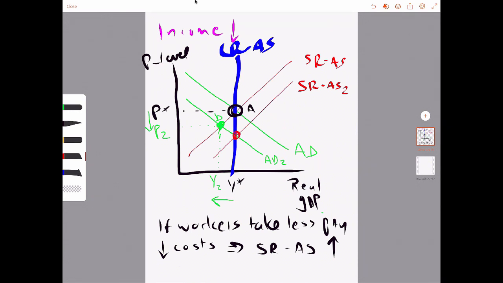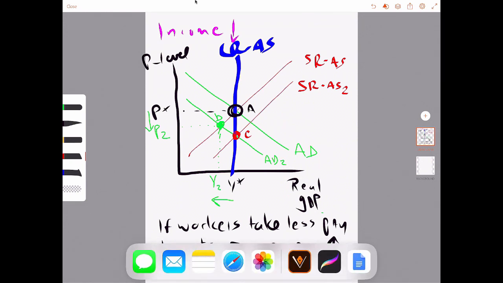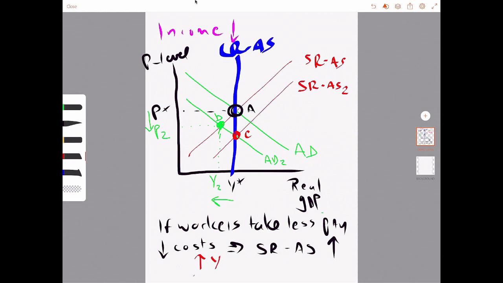And so that moves us to a new equilibrium point, new relative to B. But that new equilibrium point, we're going to call that point C, that's on the long-run aggregate supply curve. So we are back to Y star. So output increases, unemployment falls, and the only difference between A and C is the price level.